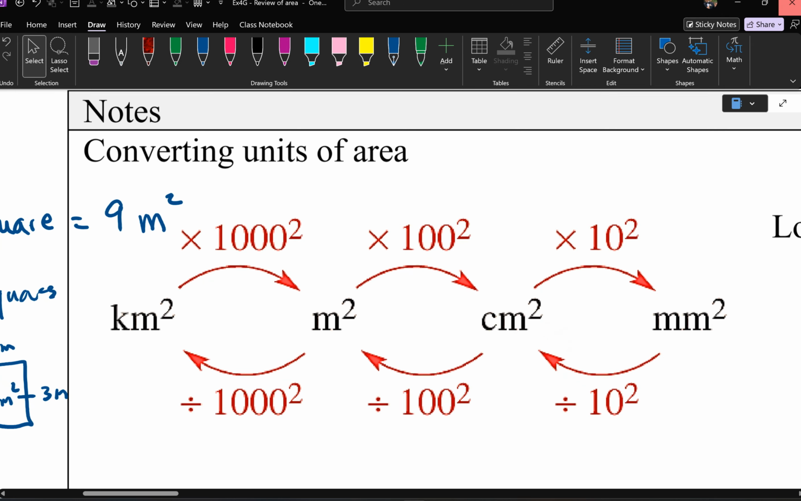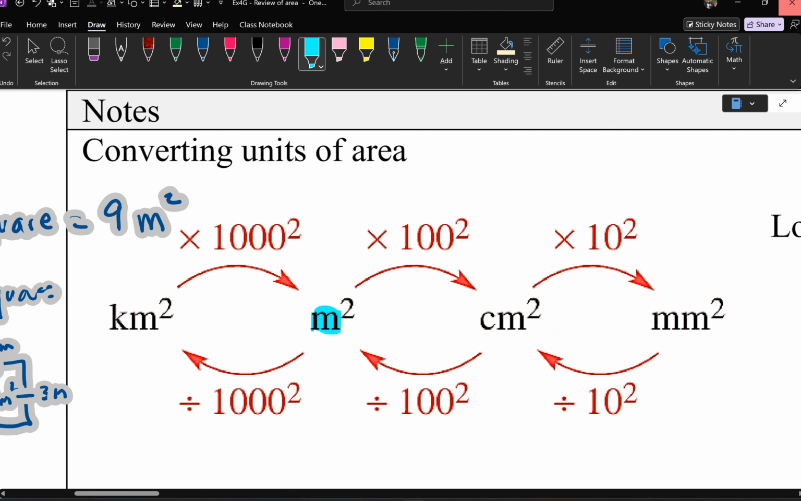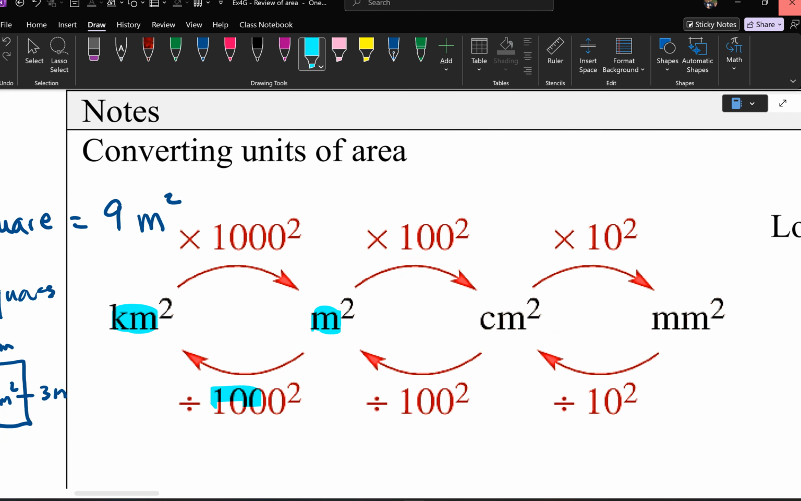But the thing that I really want to teach, though, is whilst most of the things are similar, from meters to kilometers, we know that there is 1,000. 1,000 meters makes a kilometer. But notice that when we're doing area, they also add on a square. Volume, they'll add on a cube.